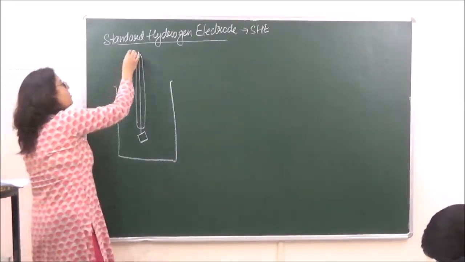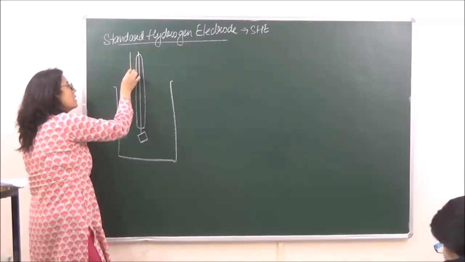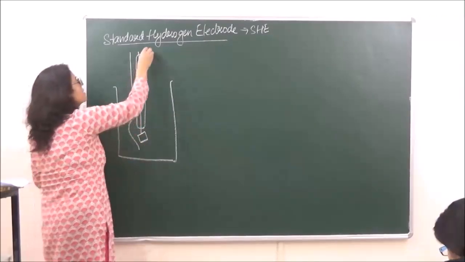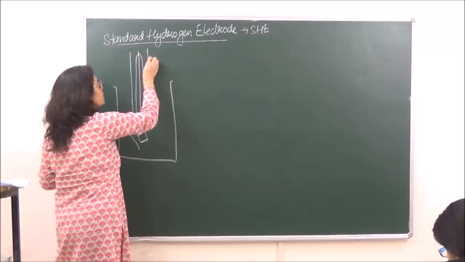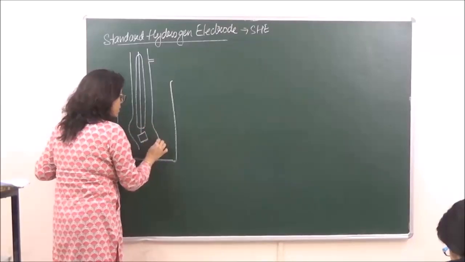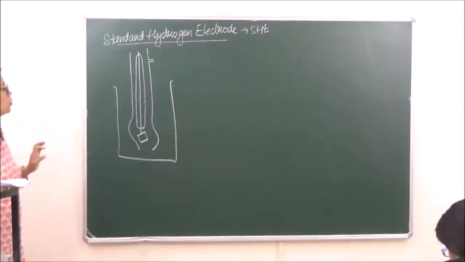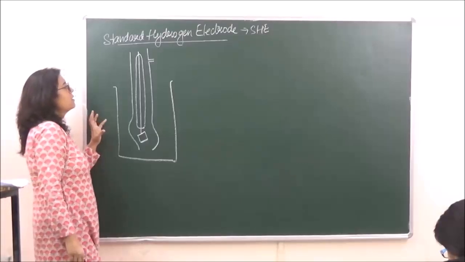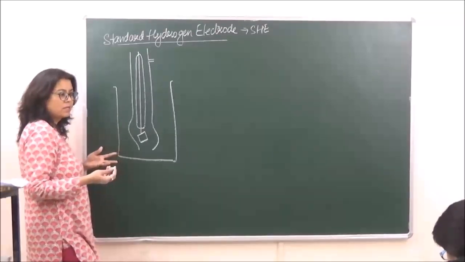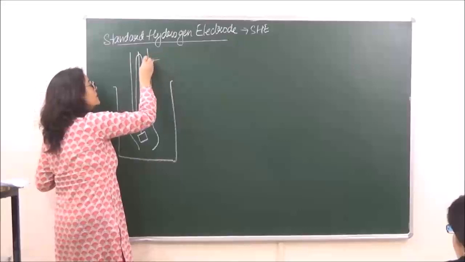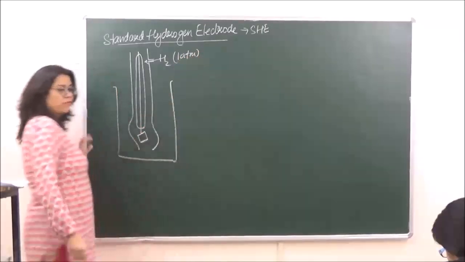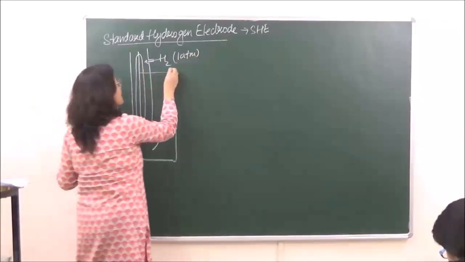Okay, and then we cover this with another perforated glass tube. This is a porous glass tube which we are using over here. Why are we using a porous glass tube? Such that the excess hydrogen which is produced can escape. Okay? So over here we are continuously bubbling hydrogen at 1 atmosphere. So we are saying that this is a platinum wire.